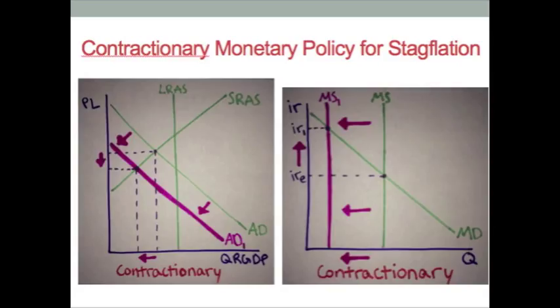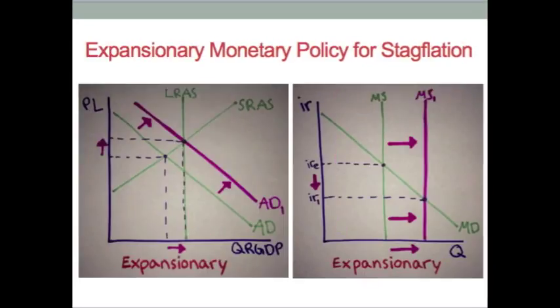For stagflation, a contractionary policy would be used to decrease money supply and increase interest rates, lowering aggregate demand. This policy is used when the main concern is fixing the price level. An expansionary policy is used to fix stagflation when fixing unemployment is the main concern. The money supply would increase, lowering interest rates and having an overall positive effect on aggregate demand.